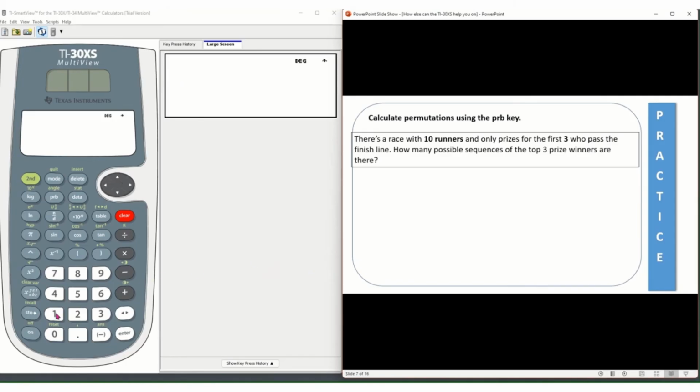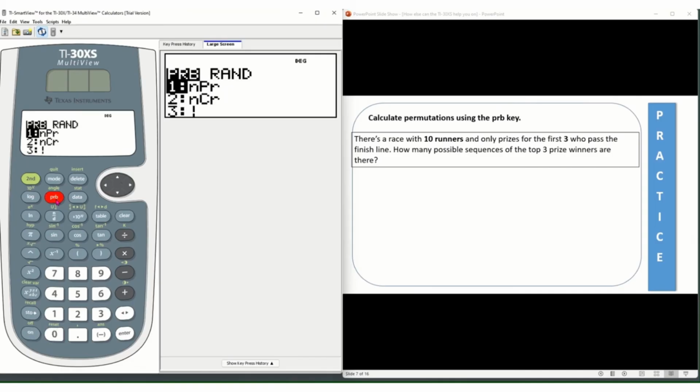So what I need to do is I'm going to go ahead and press 1 and 0. I need 10 because that's the total number. Then I'm going to press my PRB key, and now I want option 1, nPr. So either use your arrow keys, well, I guess you don't even need to use your arrow keys because it's the first one. So either press enter, or you can press 1, and then you're going to see it on your screen. 10 nPr. How many do I want out of this? I want 3. So once I've inputted all that information, I will press enter, and I have 720 different sequences, possible sequences for these runners.